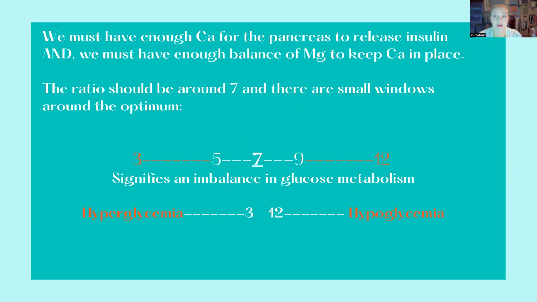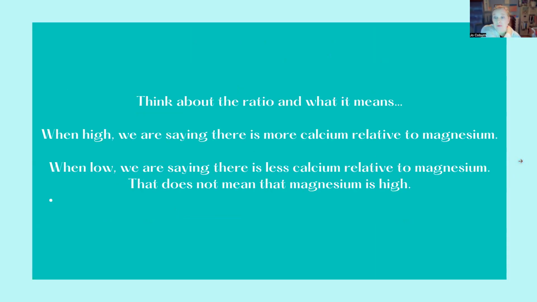And there are small windows around the optimum, right? So if you're varying a couple points in either direction with this ratio, not a huge deal. But if it's low, we're going to be tending towards hyperglycemia. And if it's high, we're going to be tending towards hypoglycemia. So think about the ratio and what it means.